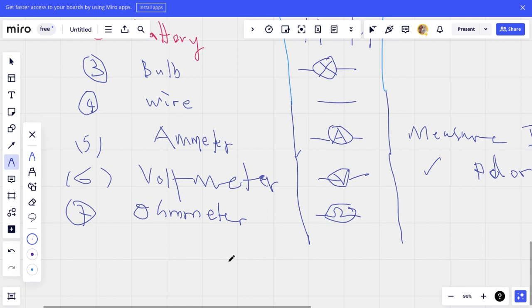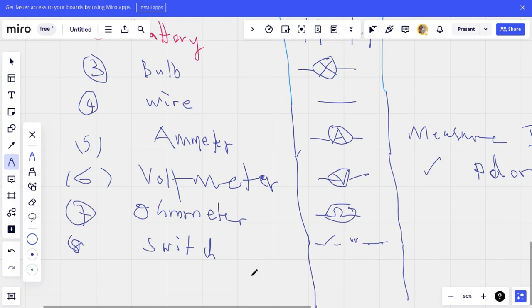For measuring resistance. Okay, we have a switch. Switch, there are two types. We have the open switch and the closed switch. So we show two symbols. We have open switch, and then we have the closed switch. This or this. So open switch or closed switch.